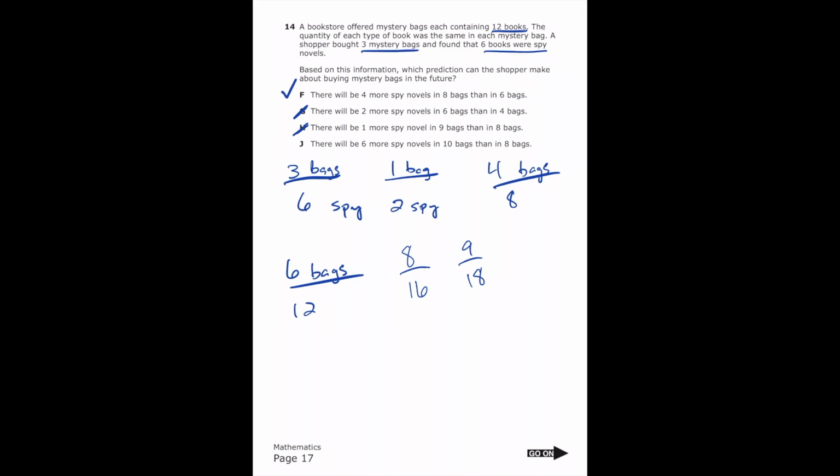And then letter J says there will be 6 more spy novels in 10 bags than in 8 bags. So 10, we would have 20, because we're just multiplying by 2. And so that would actually be a difference of 4, because 8 bags has 16 spy novels. And so we can mark that out. The correct answer is letter F.